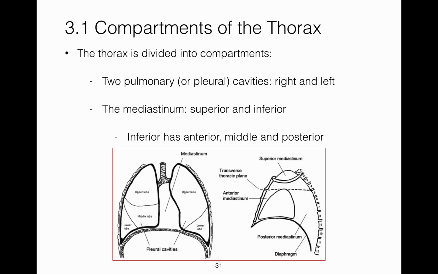Compartments of the thorax. The thorax is divided into compartments: two pulmonary or pleural cavities, a right and left, and the mediastinum, which has superior and inferior parts. The inferior mediastinum is further divided into anterior, middle and posterior.